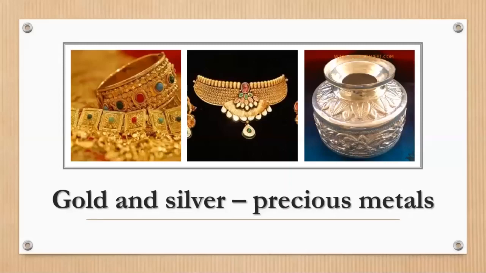Children, I think you all are familiar with this metal, right? Gold and silver. These are very precious metals, right? Precious means what? They are very costly, very expensive metals. And you might have observed jewelry made of gold at your home, and different silver articles like bowls, plates, etc. at your home.